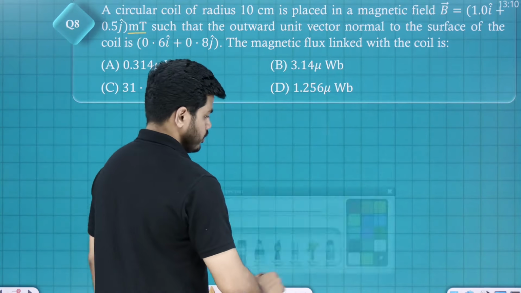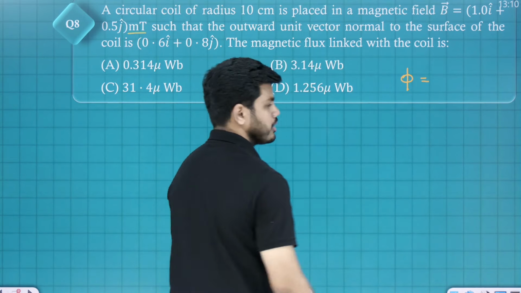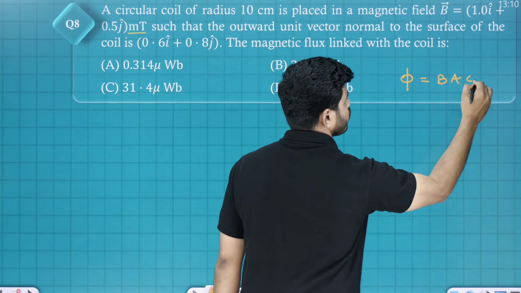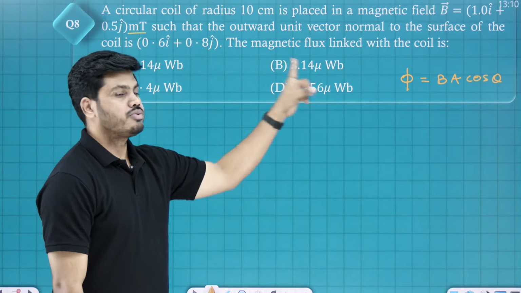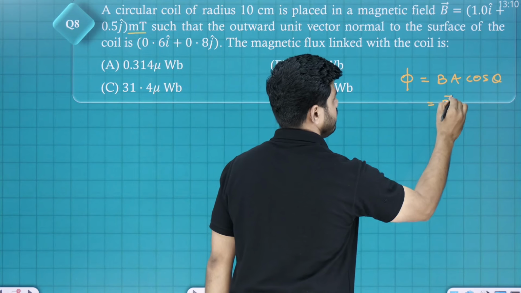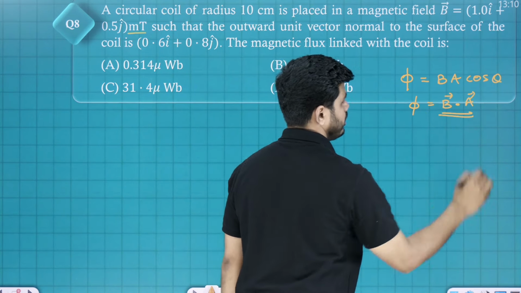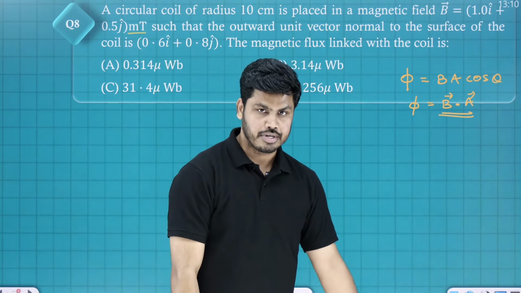We are asked to find the flux linked with a coil. What is the expression for flux linked with a coil? Phi is equal to B into A into cos theta. But this won't work, because we have been given the vector forms of B and A. So we have to go for vector B dot vector A, that is a dot product of two vectors. We know how to find the dot product of two vectors, right?